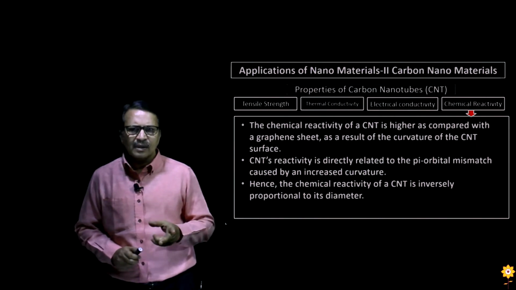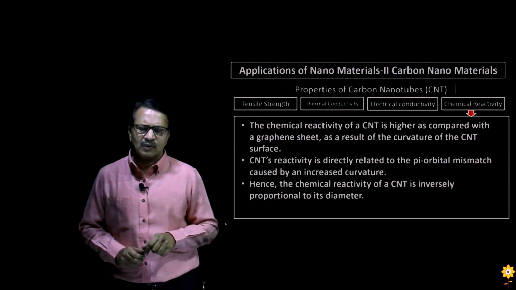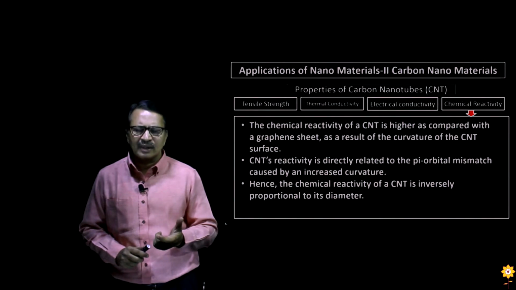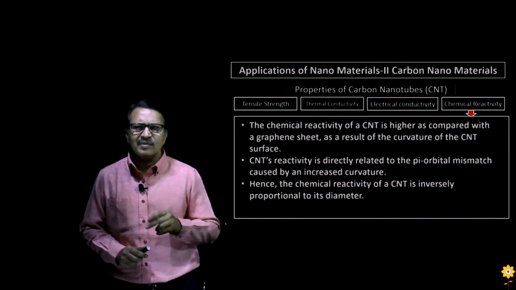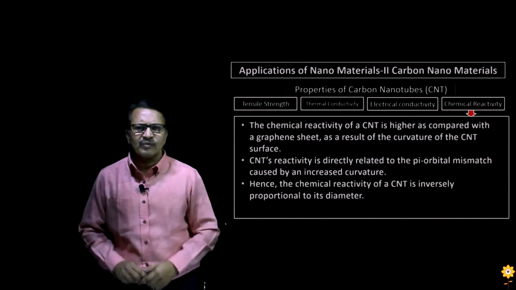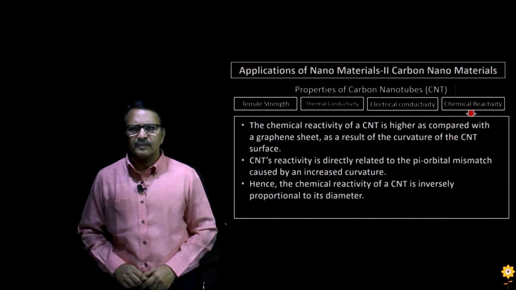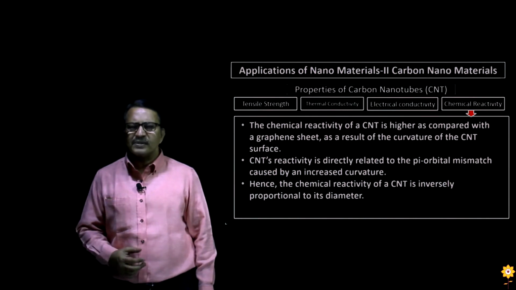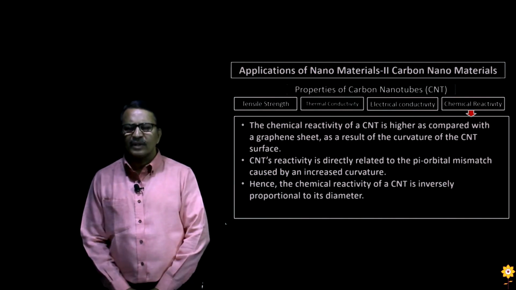So this means higher the curvature, or rather smaller the diameter, greater is going to be the chemical reactivity. So in a way, there is an inverse relationship between the chemical reactivity and the diameters of the carbon nanotubes. Having done with the properties of the carbon nanotubes, let us now focus on the applications of the carbon nanotubes.